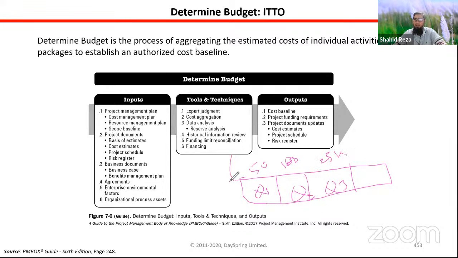So management will release money accordingly, and will not release the whole money at the beginning. That is known as project funding requirements. From the cost baseline, we know that we need $1.75 million. We will show management every month or every quarter how much money we need, and management will release the money accordingly. That is known as project funding requirements.